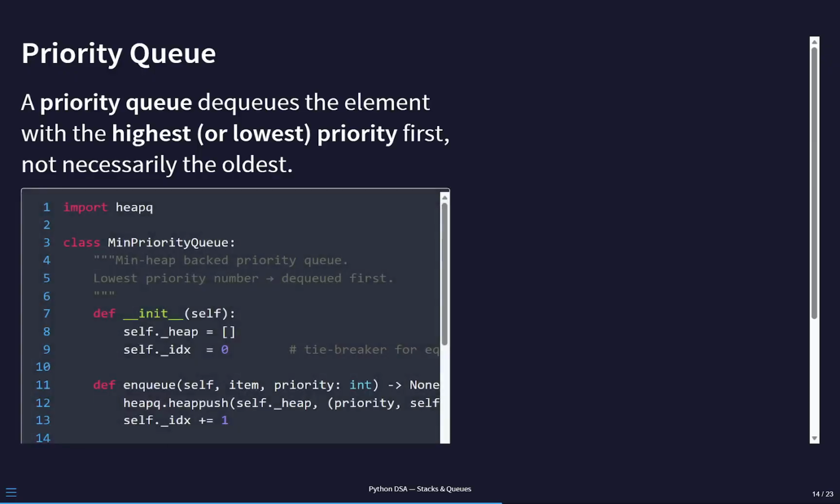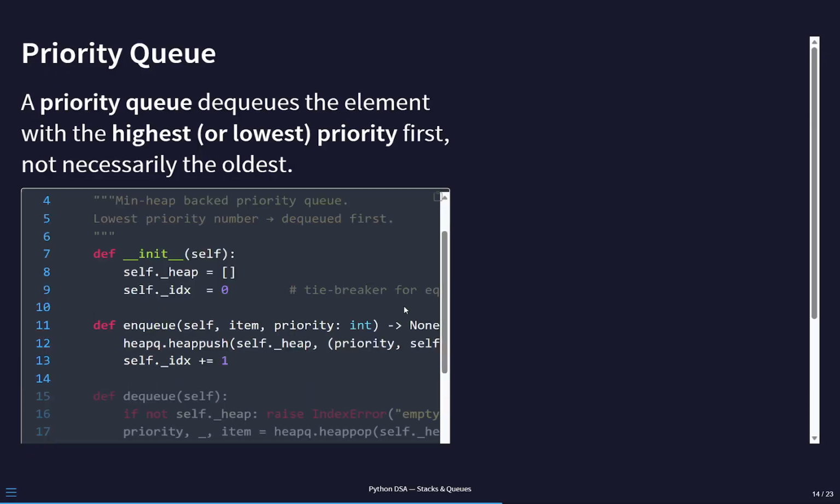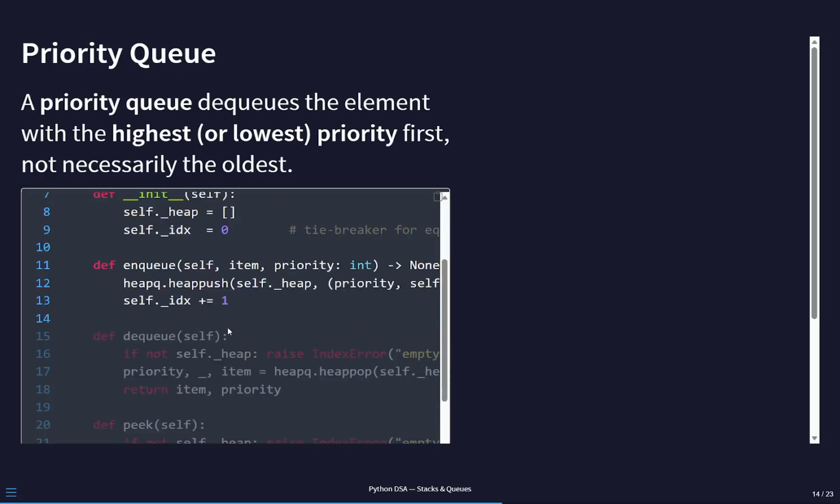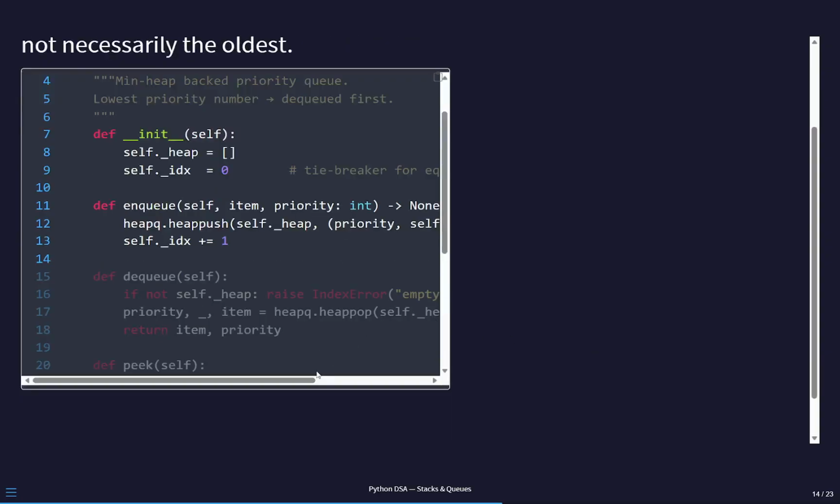Click. Python's heapq module implements a min-heap, a complete binary tree stored as an array, where the minimum element is always at the root, accessible in O(1). We build our min priority queue class around it.